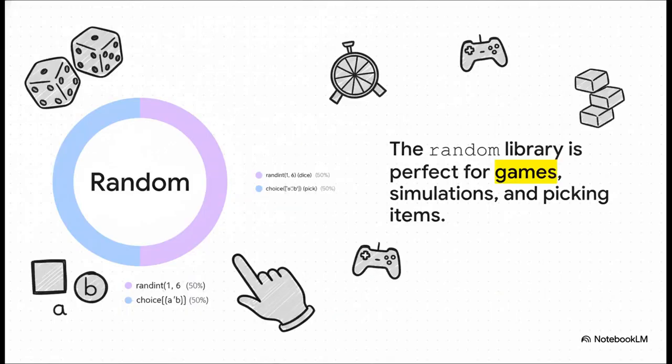Or, hey, what about the random library? This one's just plain fun. Want to build a game and need a dice roll? Just call the randint function. Need to randomly pick a winner from a list of names? The choice function has you covered. These are all just pre-built tools waiting for you.